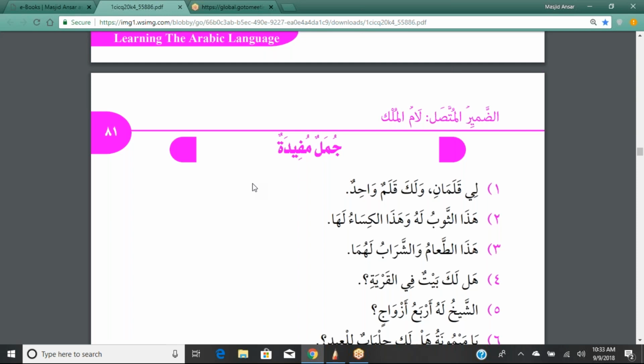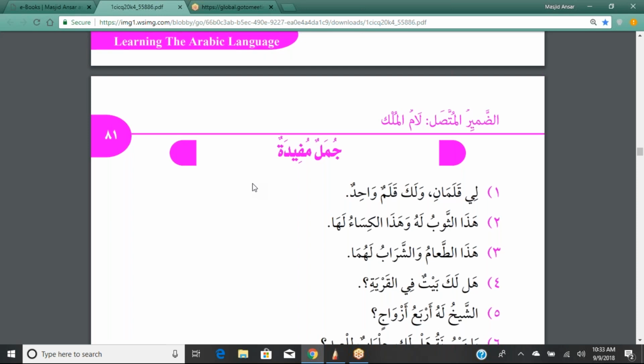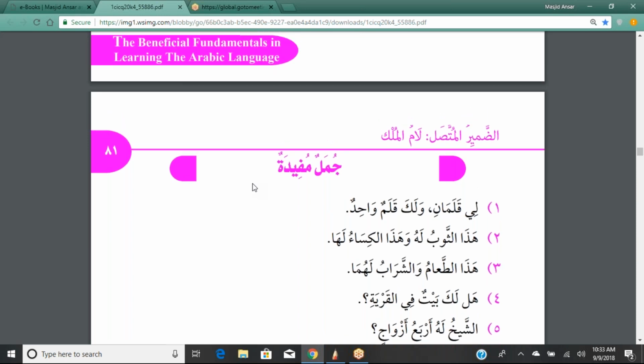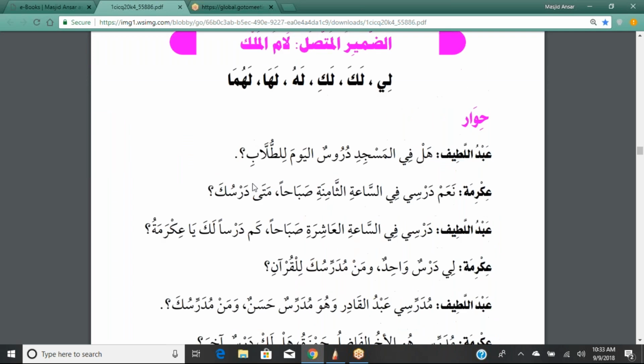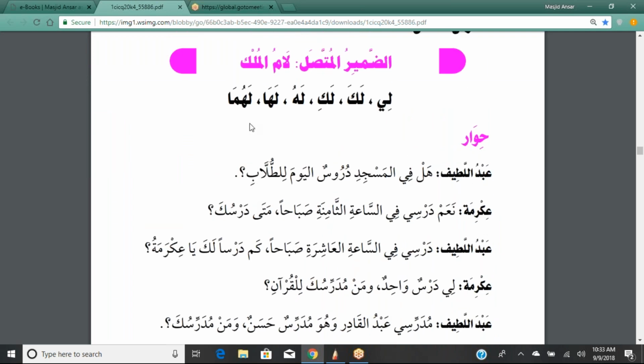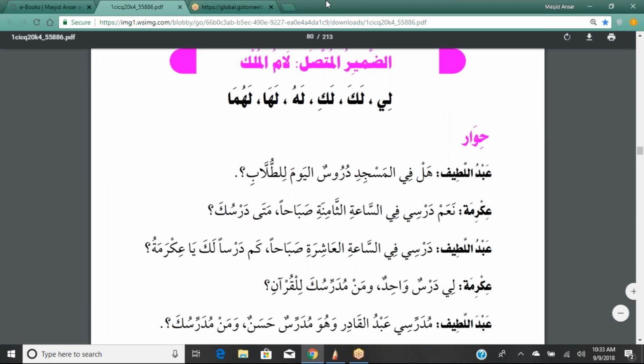Jumul Mufida. What does Jumul Mufida mean? Beneficial sentences for the chapter that we're in. What chapter are we in? Lamul Mulk. Let's go back and look at the head of this chapter: Damir Muttasil Lamul Mulk, at the beginning of page number 80.